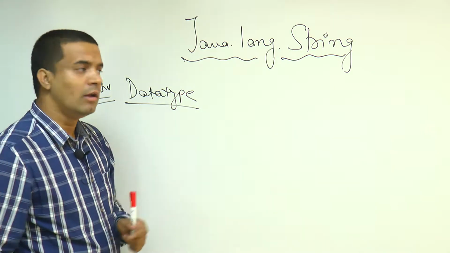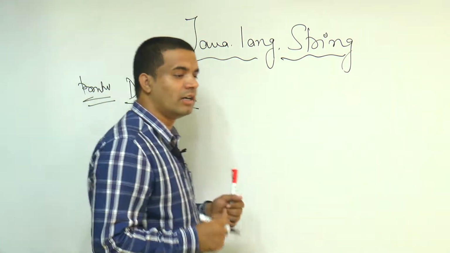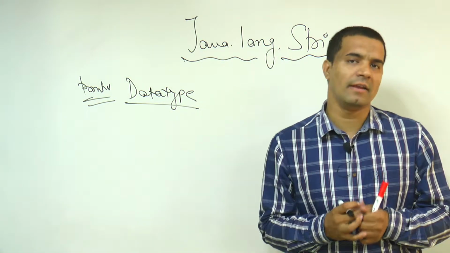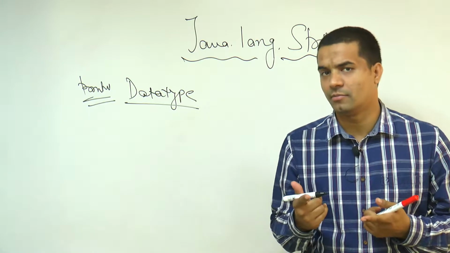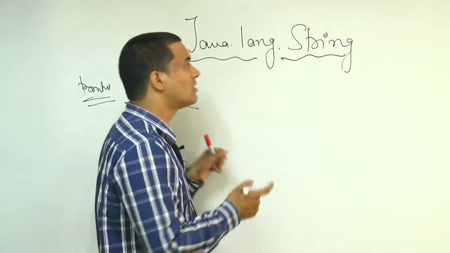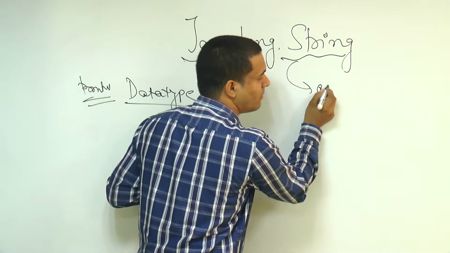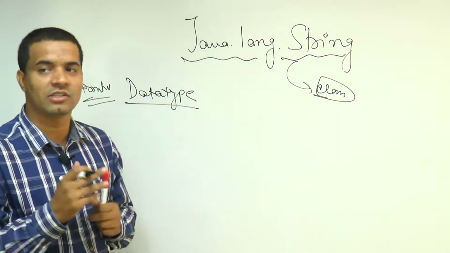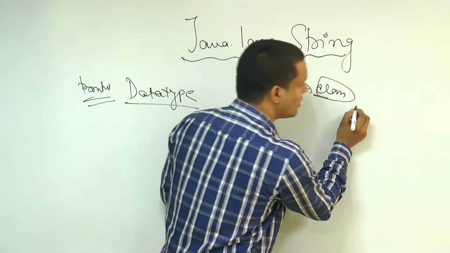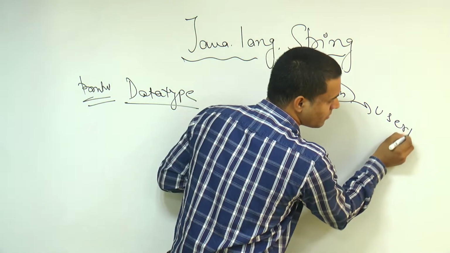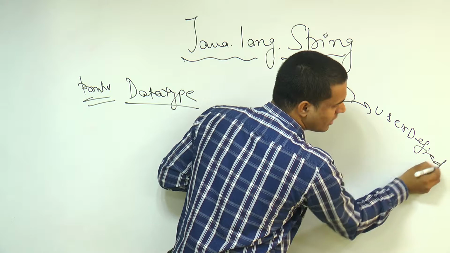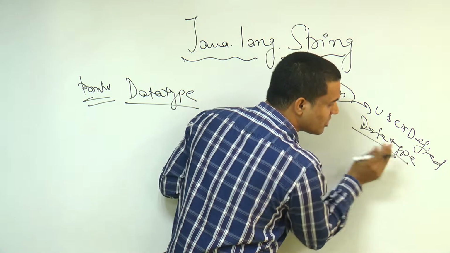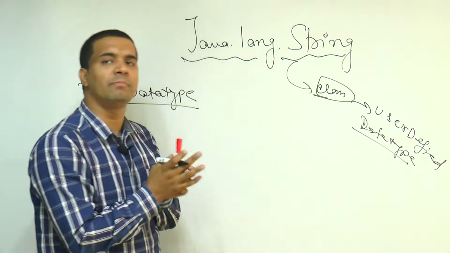But when we talk about Java, of course we can say it is a data type, but it is not a primitive data type. What kind of data type is it? It is a class type of data type. What is that now? Class data types come under the user-defined data types. So one thing is very clear, that string is not a primitive data type.